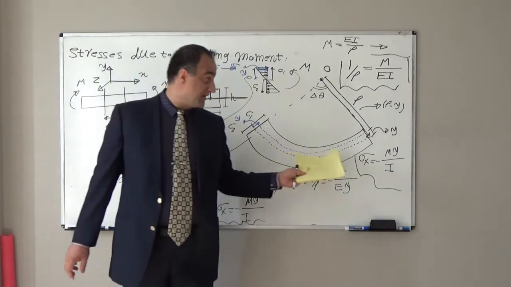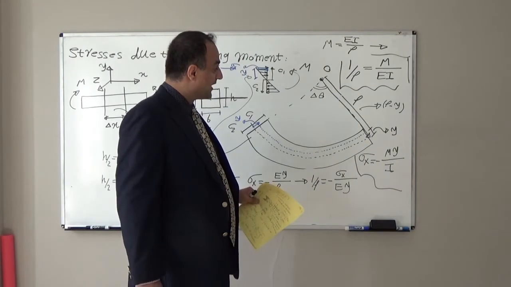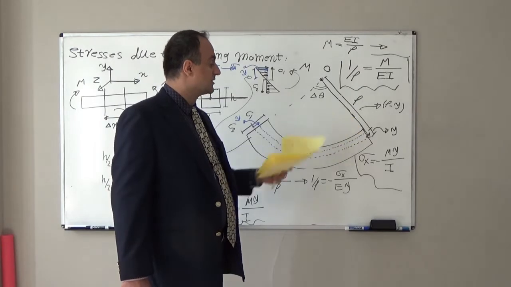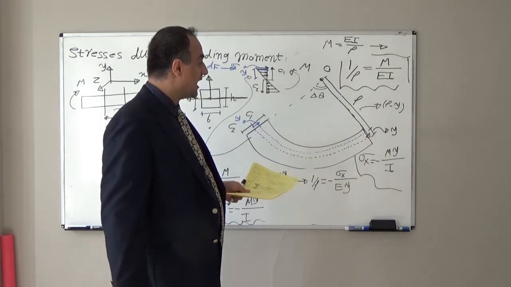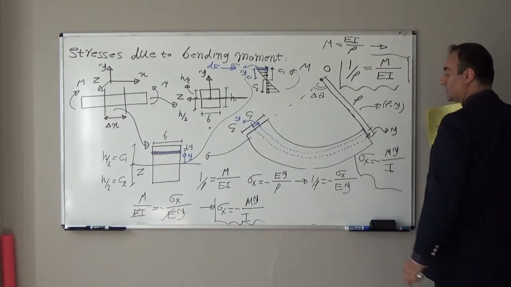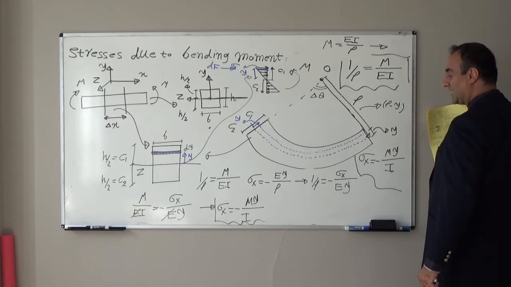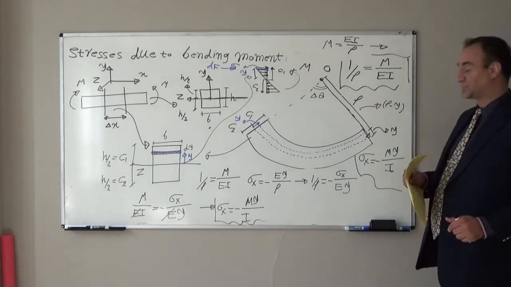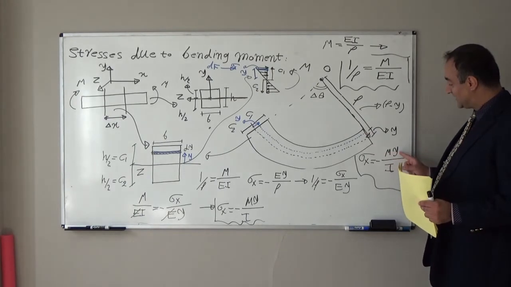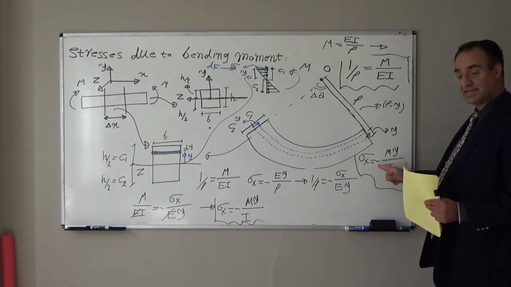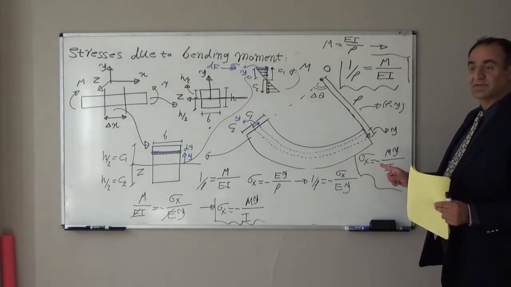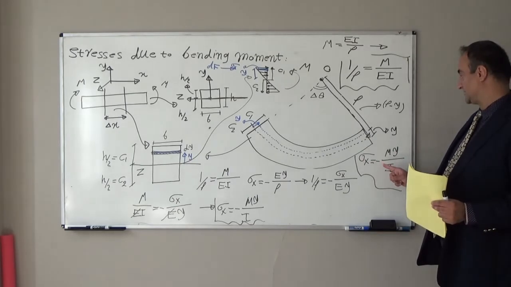So if it is positive moment, y, the location of fiber above the neutral axis, divided by I, the moment of inertia. You see, above the neutral axis, we will have compressive stress because it is negative. Below that, because y is negative, negative times negative will be positive. Sigma x will be positive. We will have tensile stress.